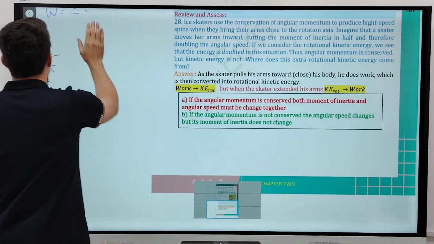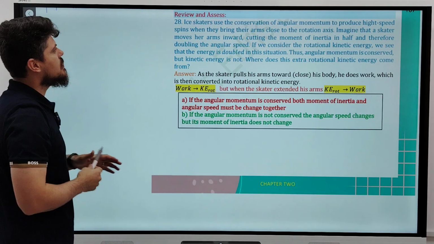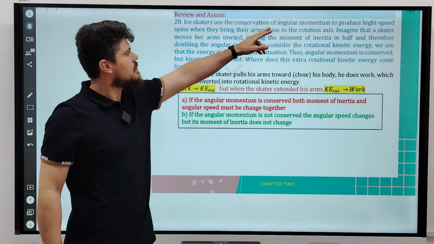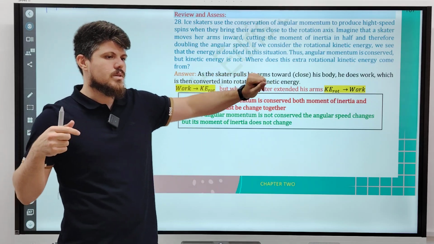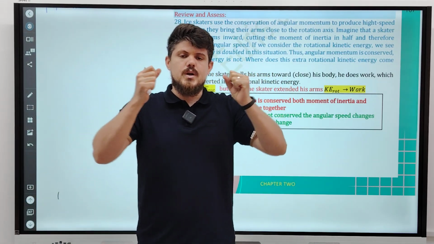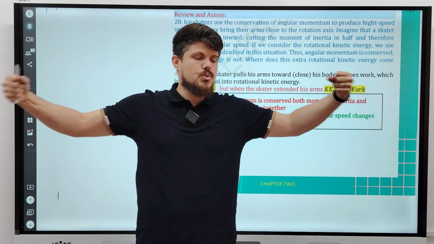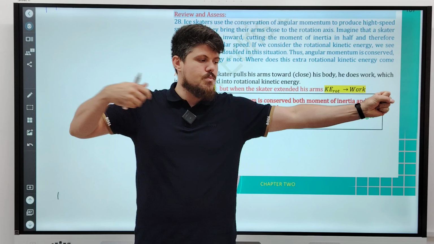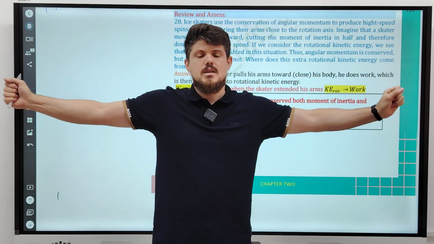Ice skaters use the conservation of angular momentum. What do you mean by that? It means that when the ice skater extends his hands or feet away from his body, what happens to the moment of inertia? It increases. Why? Because the radius, the distribution of mass around his body, increases.